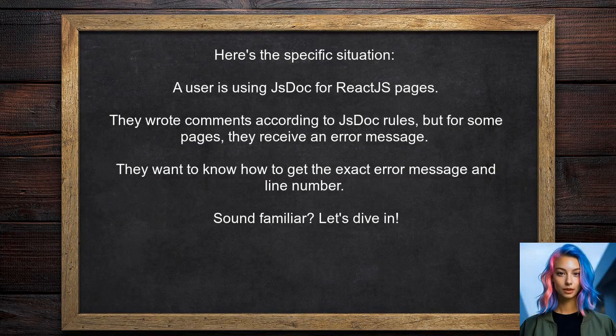Here's the specific situation we're addressing. One user mentioned that they are using JsDoc to document their ReactJS pages. They wrote comments according to JsDoc rules, but for some pages, they receive an error message. They want to know how to get the exact error message and line number where it is failing. Sound familiar? Let's dive into this together.